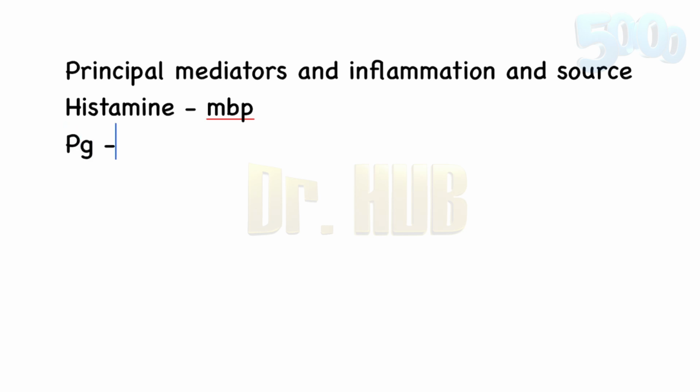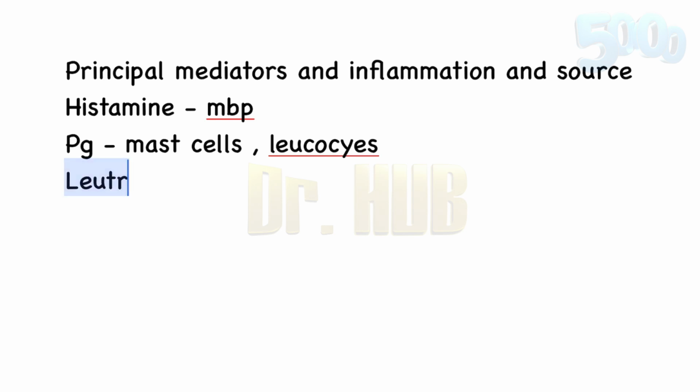Next is the prostaglandins. Prostaglandins include the mast cells. What we see is that mast cells are present in most of them. So mast cells as well as the leukocytes, better to write it as leukocytes. A similar thing is present in the leukotrienes. Leukotrienes also follow the same pattern, that is the mast cells and the leukocytes.